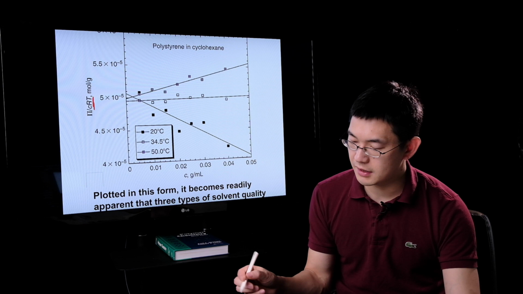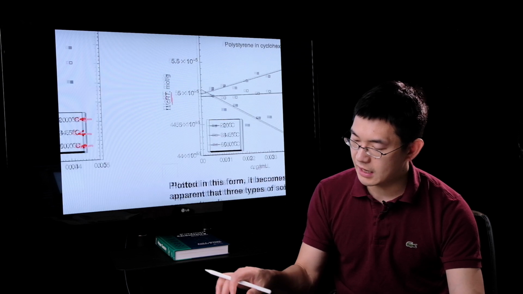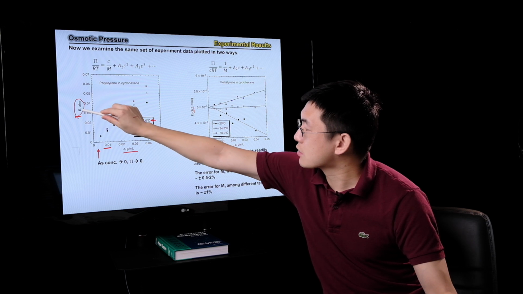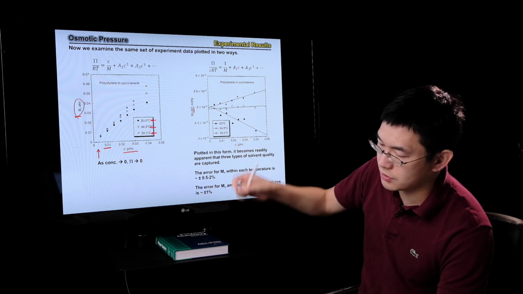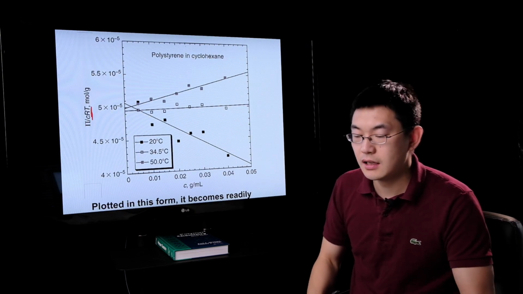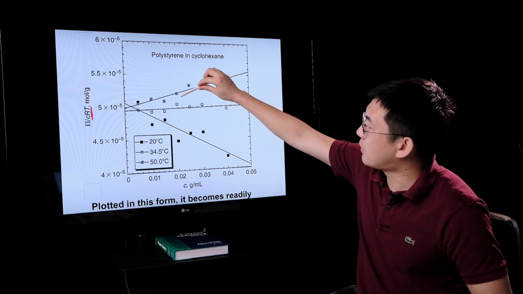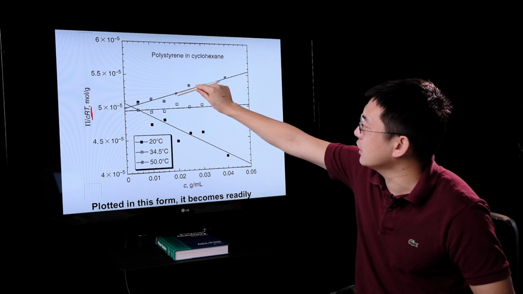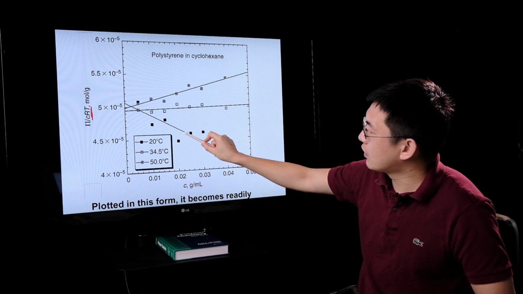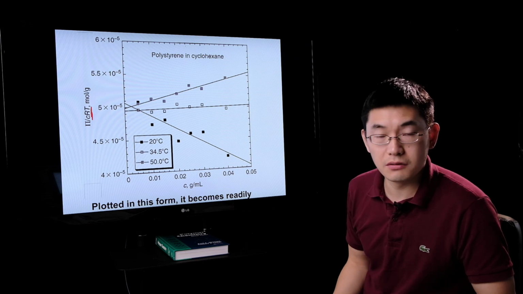And concentration will be the same. You will still have the same concentration as what you measured before, but now this linear increase of the osmotic pressure with concentration will change. To the right, you can see we now have three different slopes. The slope is positive for polystyrene in cyclohexane at 50 degrees, almost linear at 35 degrees, and you have a negative A2 value at the low temperature of 20 degrees.